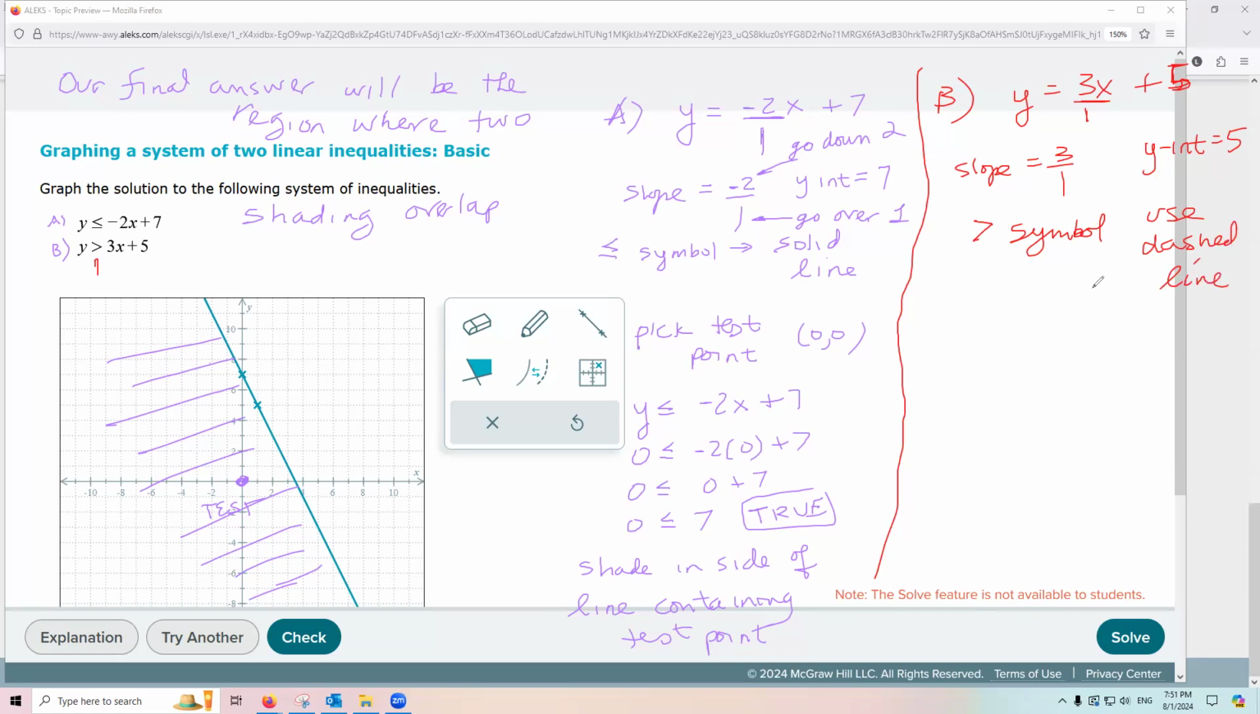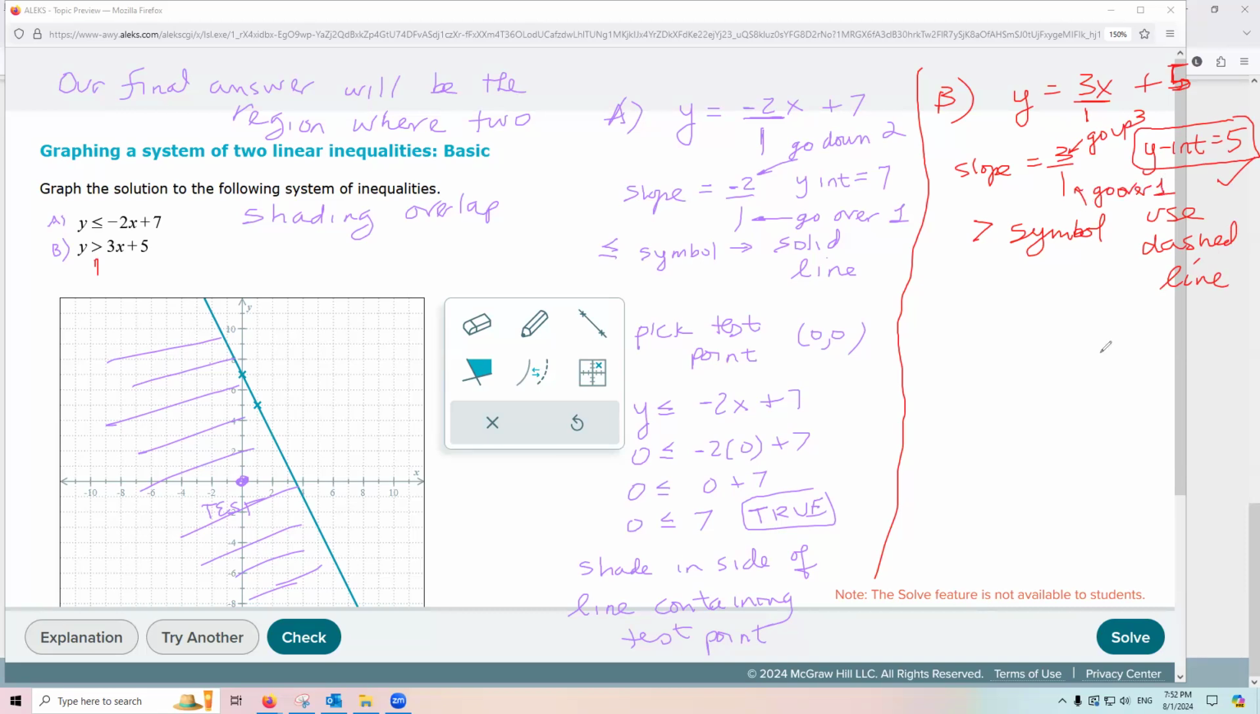So let me go graph this. I'm going to start out putting a point on the y-axis at 5, and then I'm going to use the slope as instructions to get to the next point. Well, this 3 here says go up 3, and the 1 on the bottom says go over to the right 1.